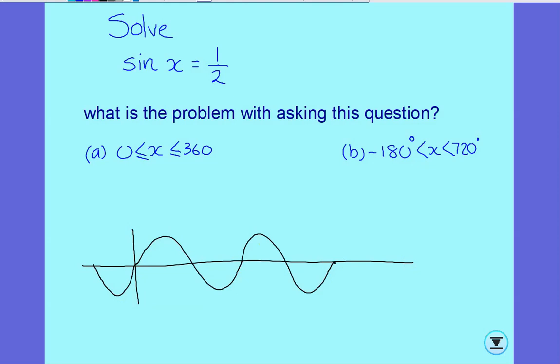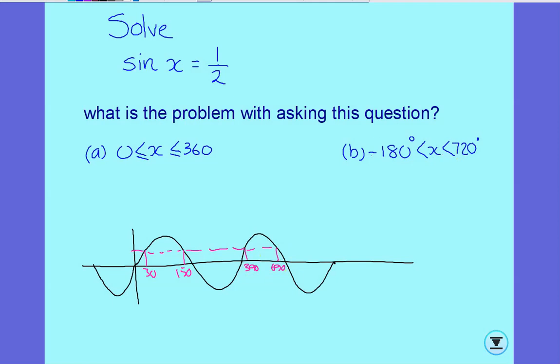-180. So just for half, we're going to get one there, there, there, and there. We know this is 30, so using the symmetry, we know that's 150. We know this point's 360, again with the symmetry, there's another 30, so that would be 390. And 720 take away 30 would be 690. So it actually has 4 answers between the range of 0 to 720.